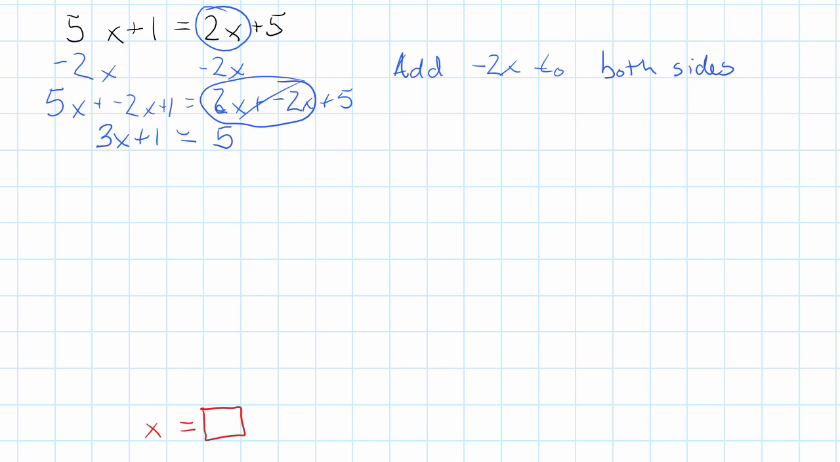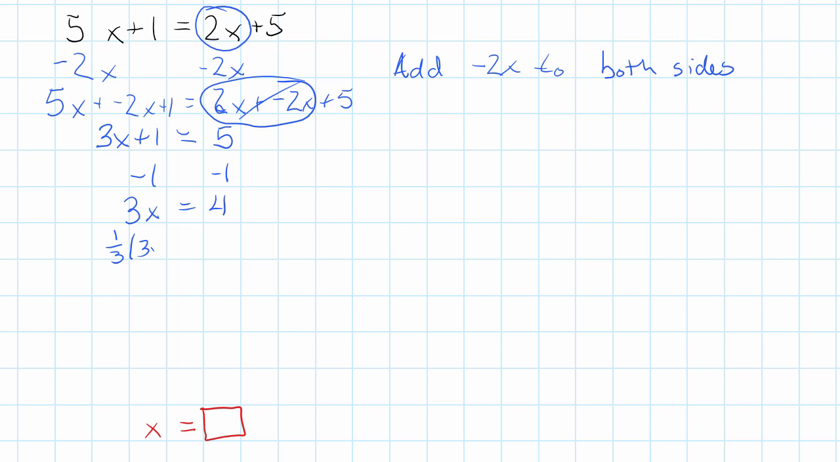Okay, and now this is a kind of equation we know how to solve. We'll add negative 1 to both sides. Over here we're left with just 3x. 5 minus 1 is just 4. And finally multiply both sides by 1/3.